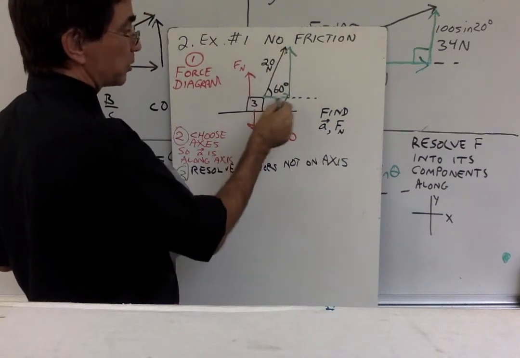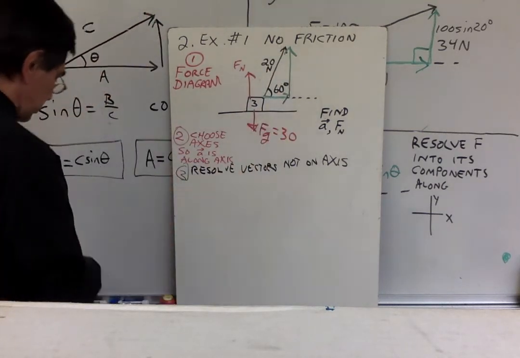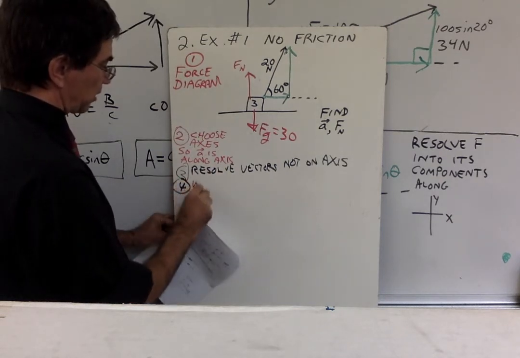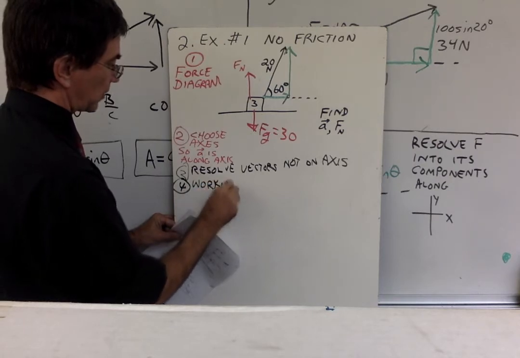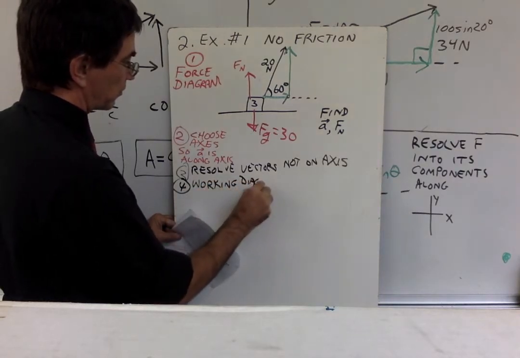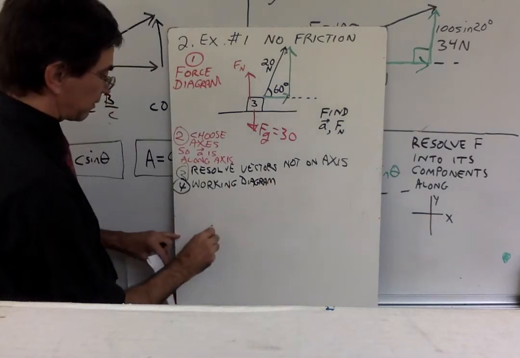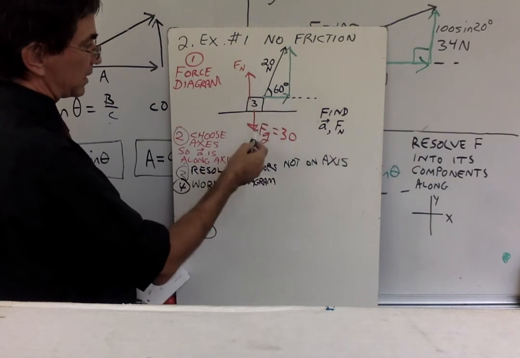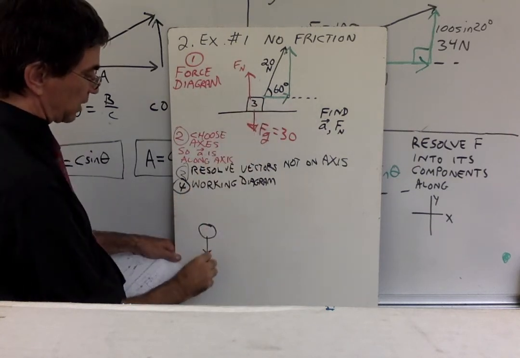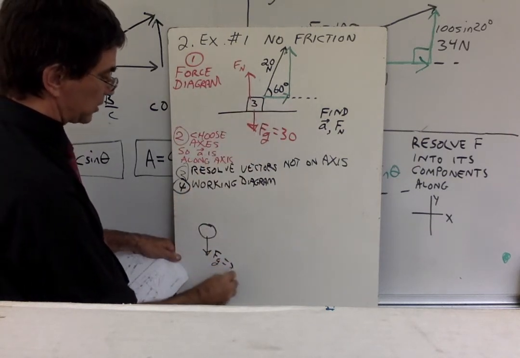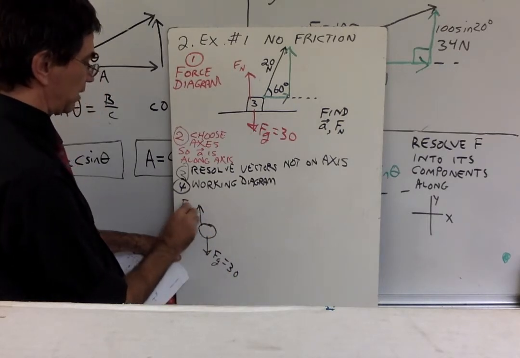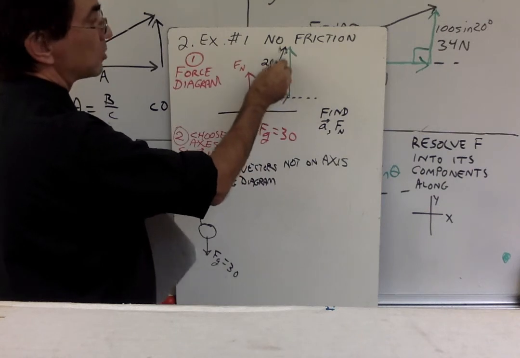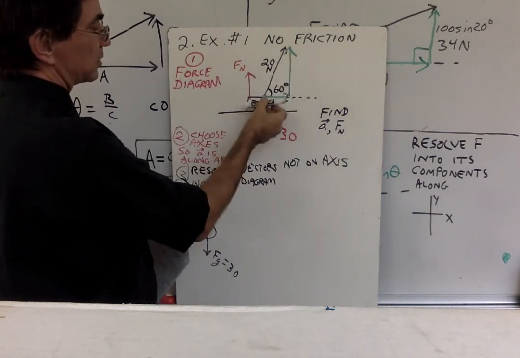You could erase them at this point if you like to do that, but I'm going to show you what I learned from an engineering book, and that's to draw what's called a working diagram. What a working diagram is, you draw every force that's along an axis. So if any force is already along an axis, you draw it. Fg equals 30, Fn. But any force here that was a problem at an angle to an axis, you don't draw it. You draw its components.